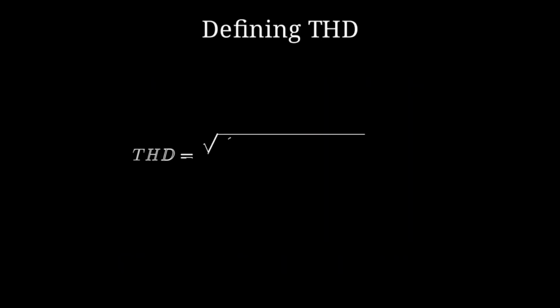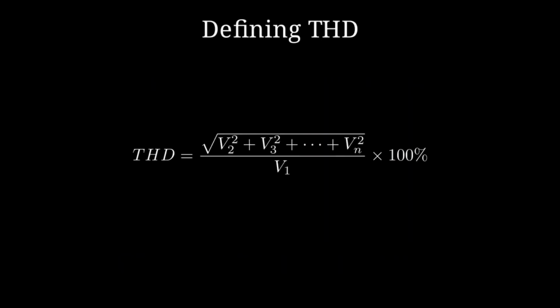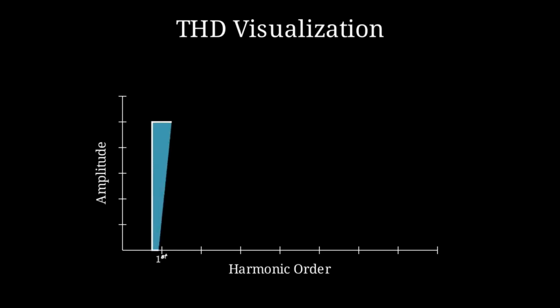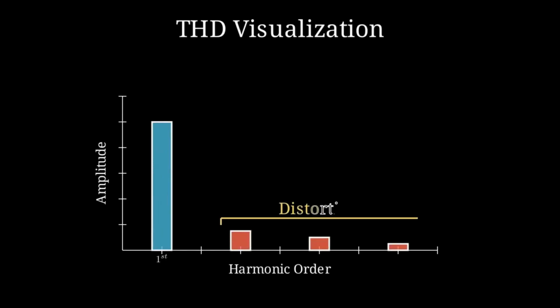Total harmonic distortion, or THD, is the standard measurement used to quantify this pollution. It is the ratio of the root mean square value of all harmonic components to the value of the fundamental frequency, expressed as a percentage. Think of THD as a measure of how much the extra frequencies are polluting the main signal. A THD of 0% means a perfect sine wave, while higher percentages indicate significant signal degradation and potential equipment issues.